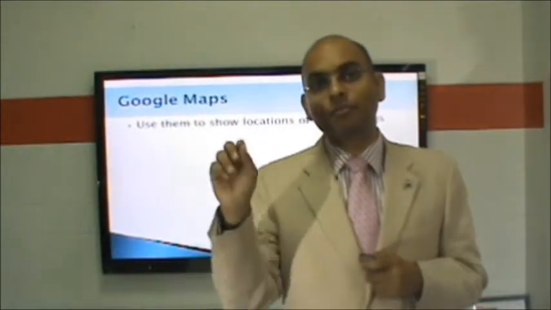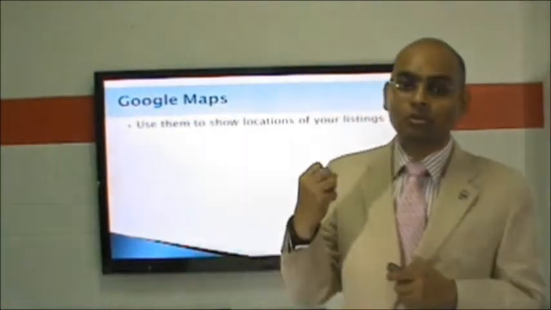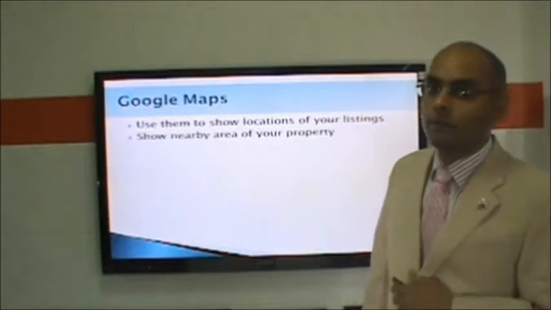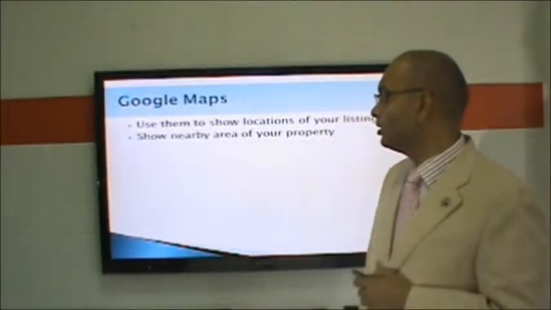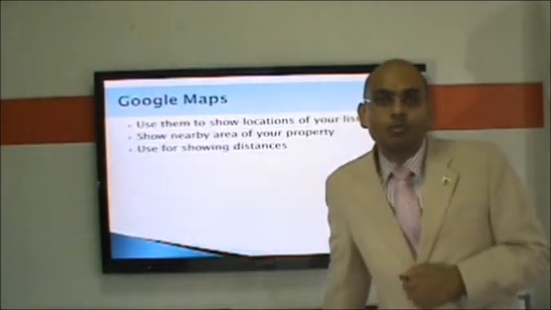listing page. You have to put a location in the Google Map. It helps a lot. They can zoom out and see how the location is, and zoom in and go to the exact place easily. Show nearby areas of your property. It is also used for showing distances.